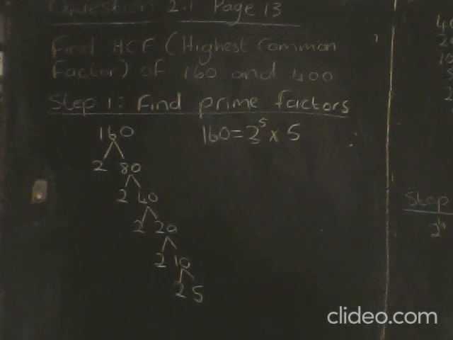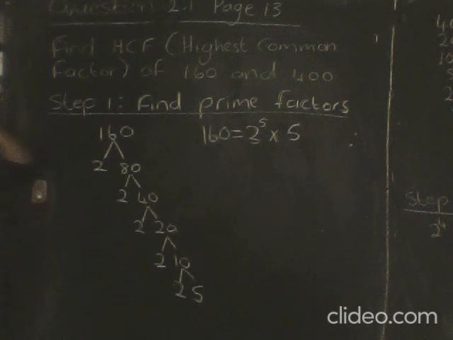We're working through question 2.1 on page 13. I want to let you know that there are two sums at the end of this video that you will need to submit as homework, so you will need to pay attention. I need to check for your understanding. So we need to find the HCF, which is the highest common factor of 160 and 400.